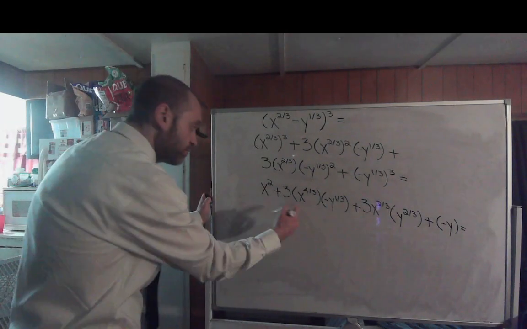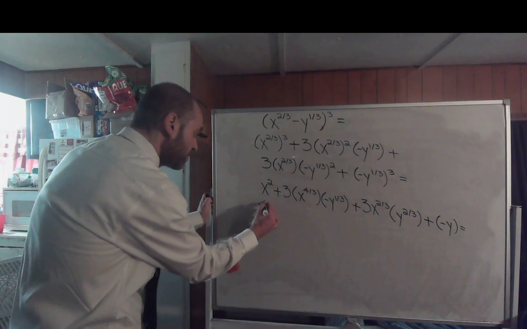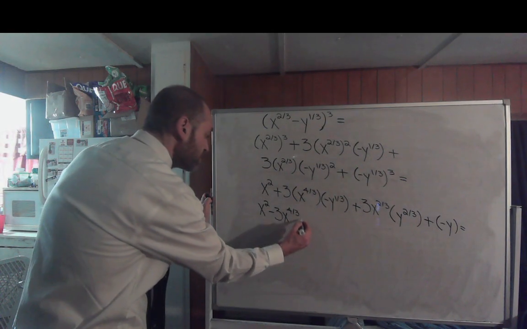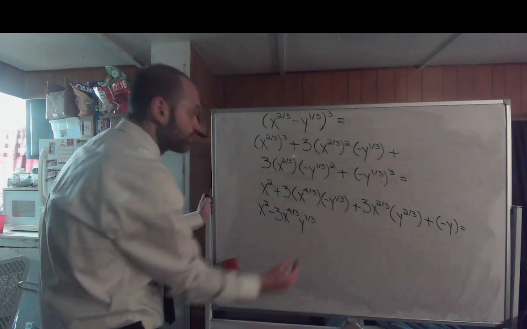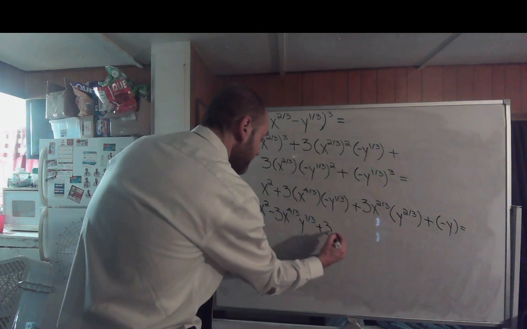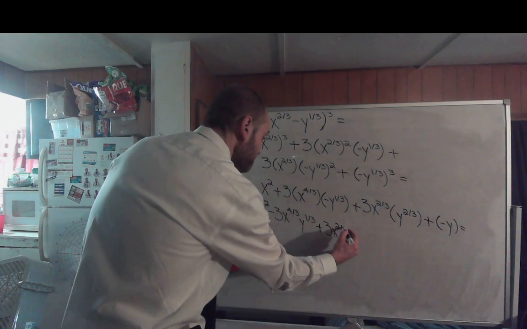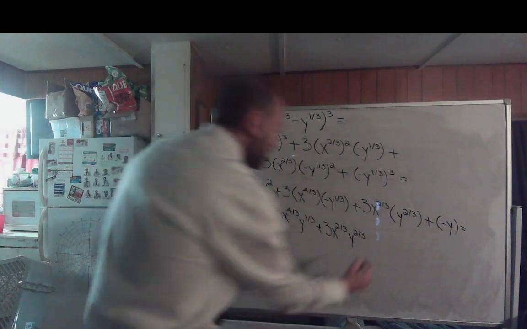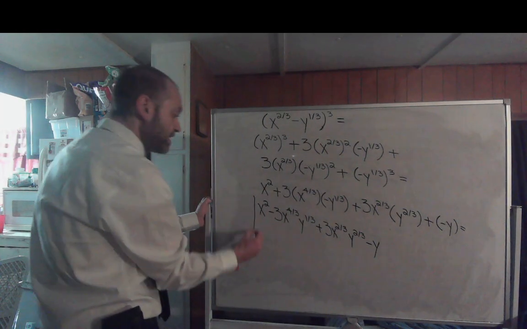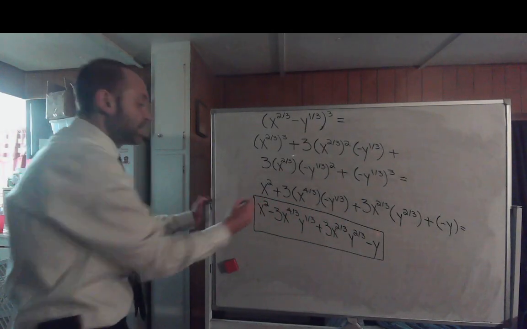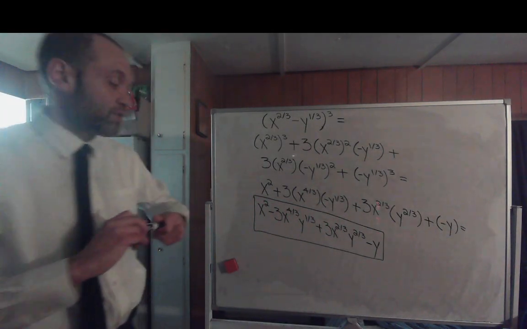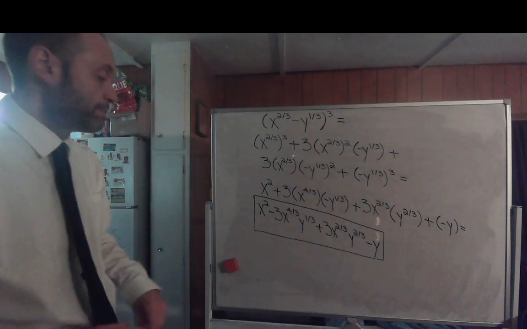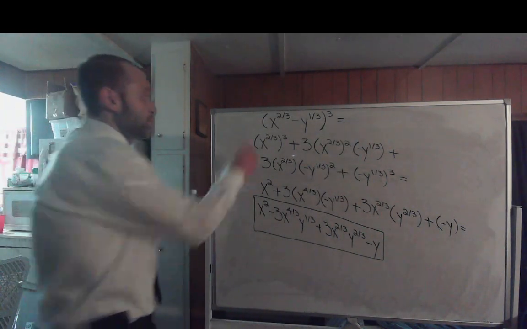Alright, so one more time when we simplify this, we should end up getting x squared minus 3x to the 4/3 y to the 1/3 plus 3x to the 2/3 y to the 2/3 minus y. So that would be your final answer. You get x squared minus 3x to the 4/3 y to the 1/3 plus 3x to the 2/3 y to the 2/3 minus y.